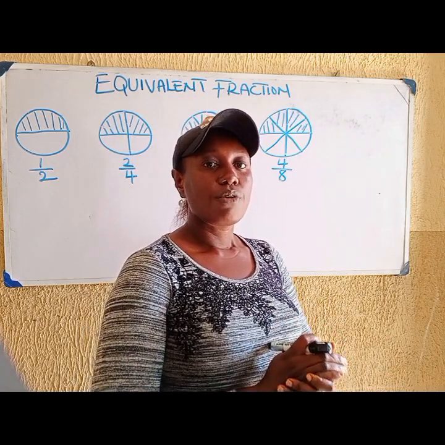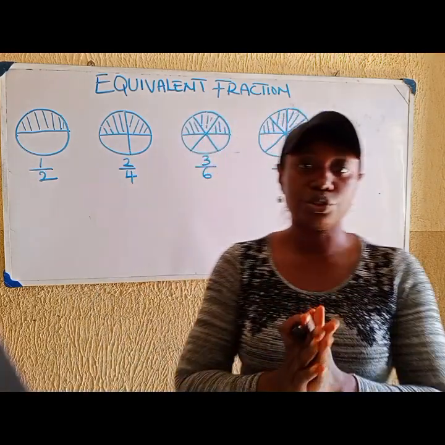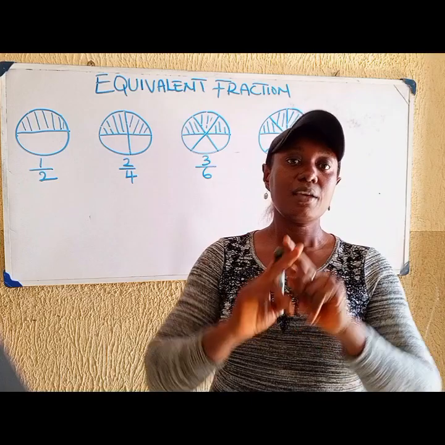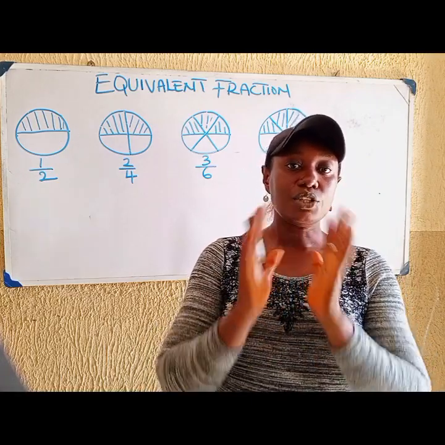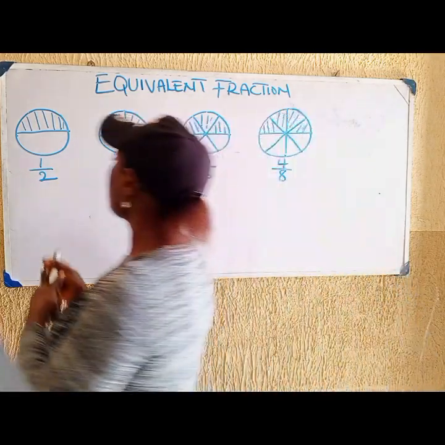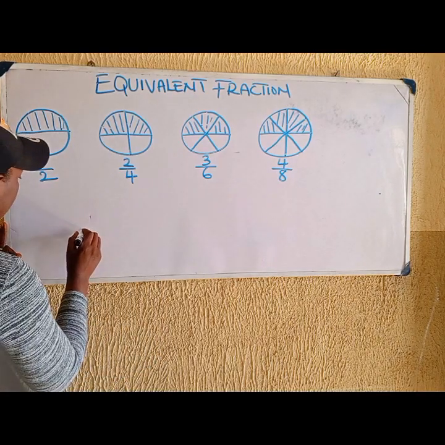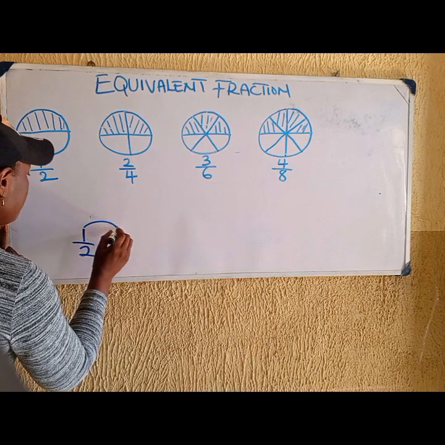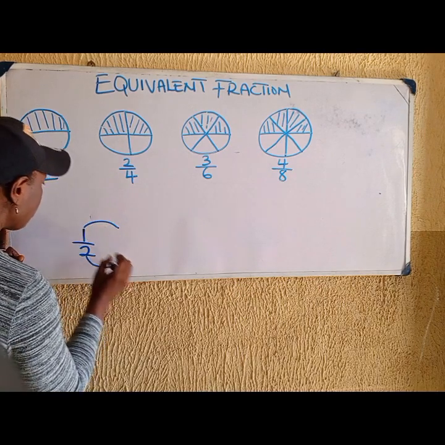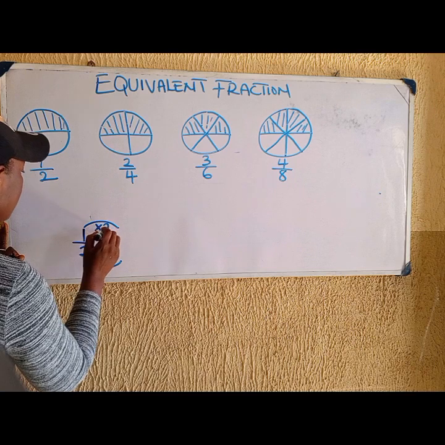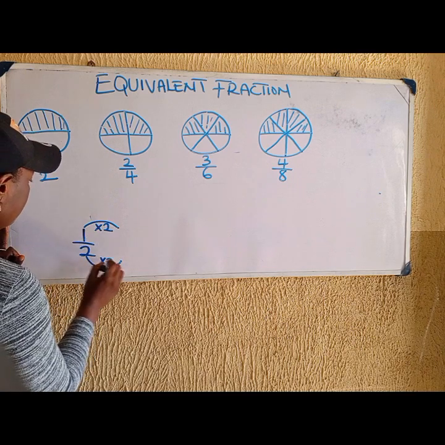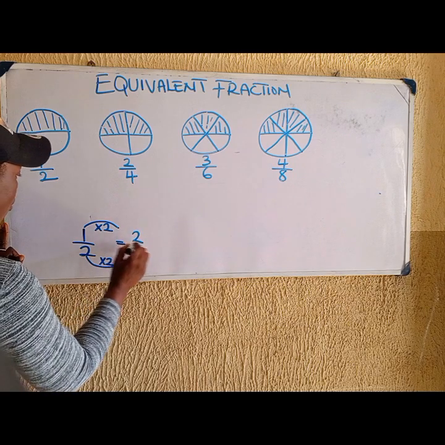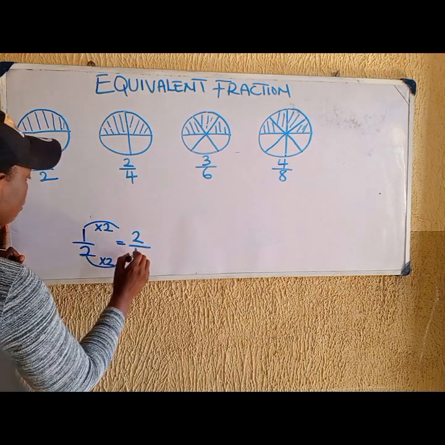Now let's see how to obtain equivalent fraction. For us to obtain an equivalent fraction, we use a number to multiply the numerator and the denominator. Like here, this is 1/2. We can multiply the numerator and the denominator by the same number. Let's multiply by 2. 1 times 2 will give us 2, over 2 times 2 will give us 4.